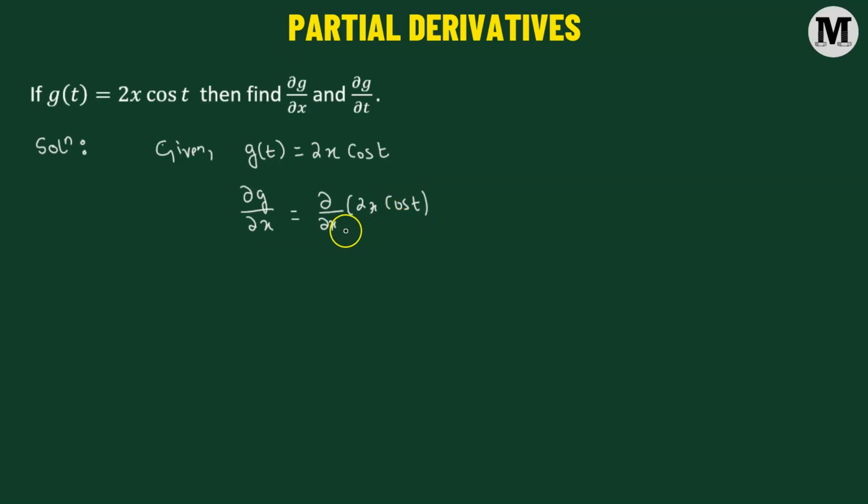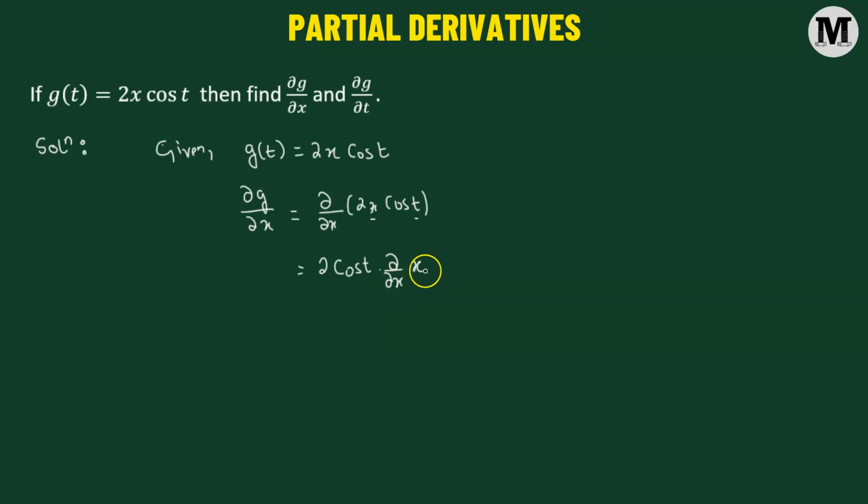Fine. Now, whenever we're taking the partial derivative with respect to x, only x will be considered as a variable. Everything else will be treated as a constant. So that means here we have t, so cosine of t will be a constant. 2 already is a constant. So we can pull 2 times cosine of t out of the derivative, and now we have the partial derivative with respect to x of x.